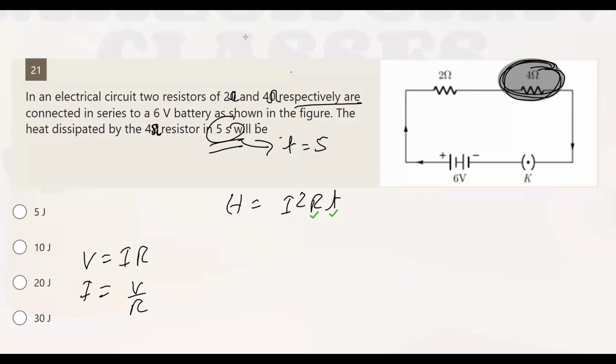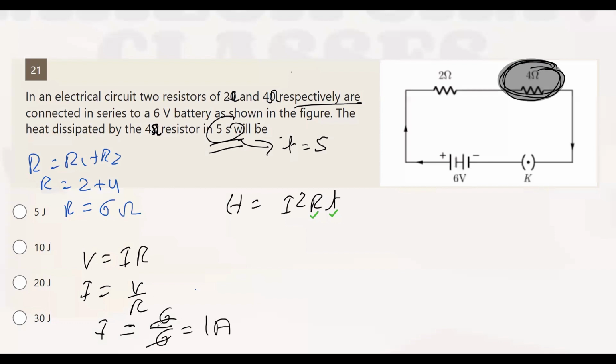So V is equal to I R. We know V, but we don't know R, so once again we have to find the total resistance. As they are connected in series, the total resistance will be R1 plus R2. So R is equal to 2 plus 4, that is R is equal to 6 ohm. Now I is equal to V by R, V is 6 and R we calculated as 6 again. They get cancelled to give you 1 ampere.